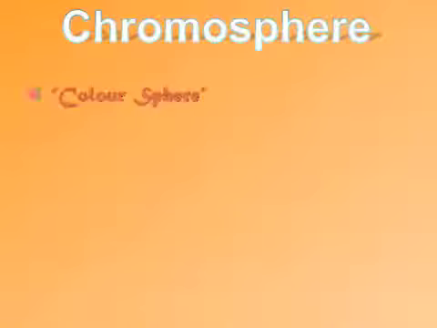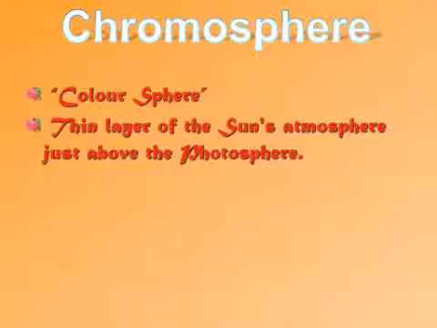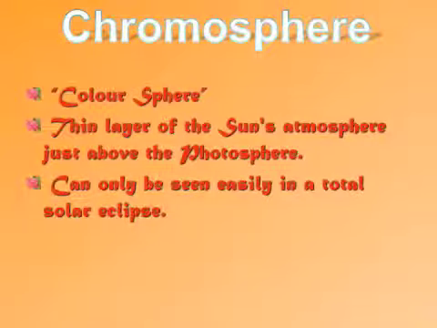Chromosphere. Chromosphere is also called the color sphere because when you are in space, you will see that it has different colors. The chromosphere is a thin layer of the sun's atmosphere just above the photosphere. You can only see the chromosphere easily in a total solar eclipse, so you need to use a spectroheliograph and a coronagraph to observe it.